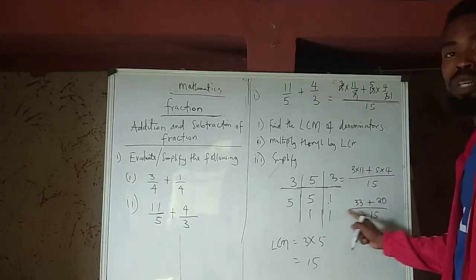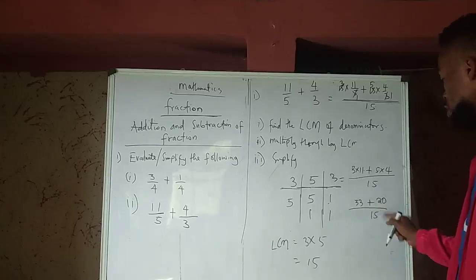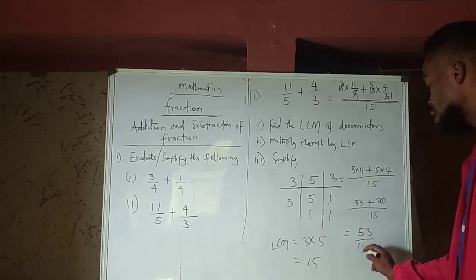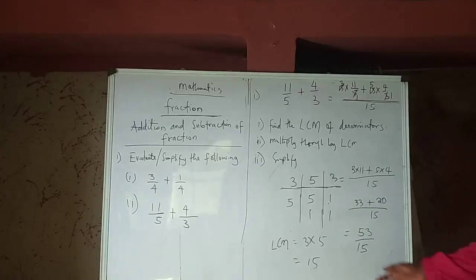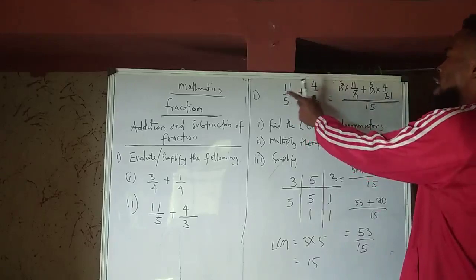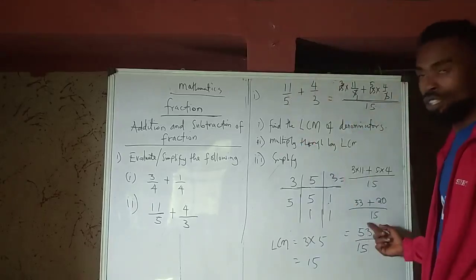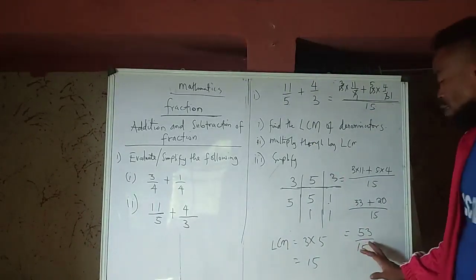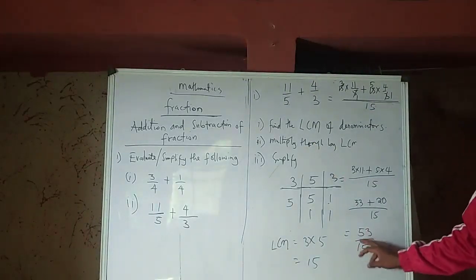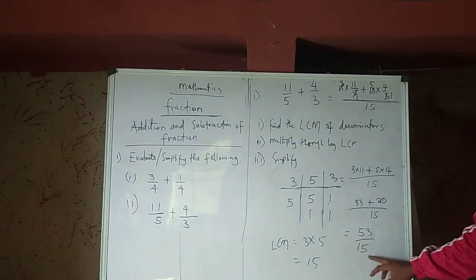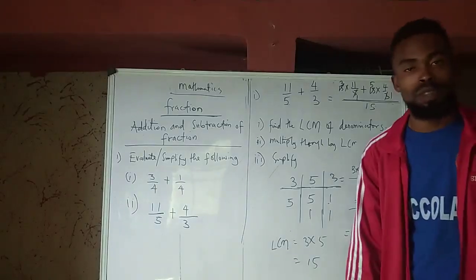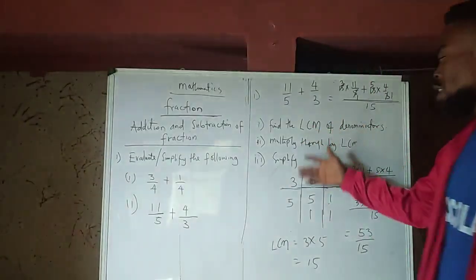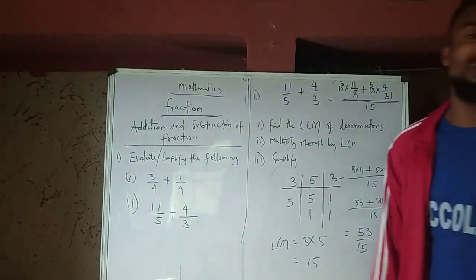So when we add the numerator, 33 plus 20 will give us 53 all over 15. Okay, so that's the sum. When we add these two, we have this fraction, 53 over 15. This fraction cannot be reduced to the lowest term because there is no common number that can go into 53 and go into 15. So that's what we have for addition of fractions. Just this step and you are good to go. Thank you.